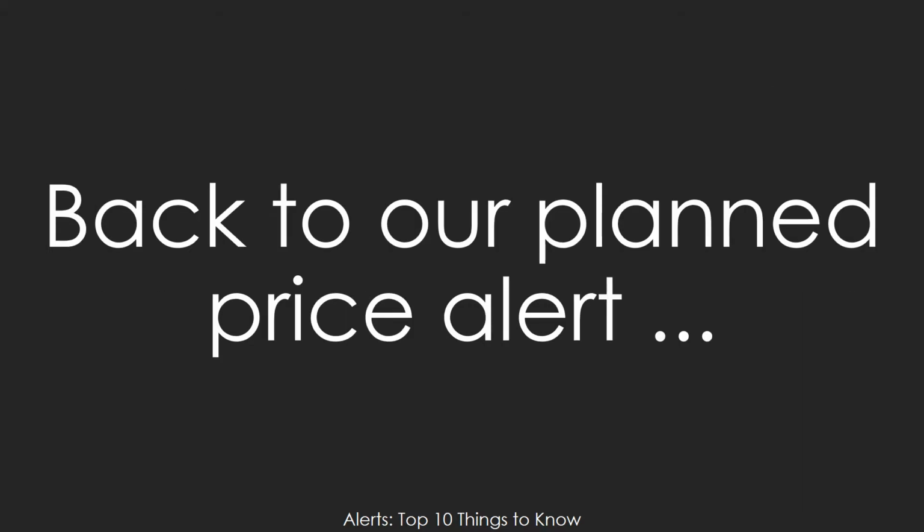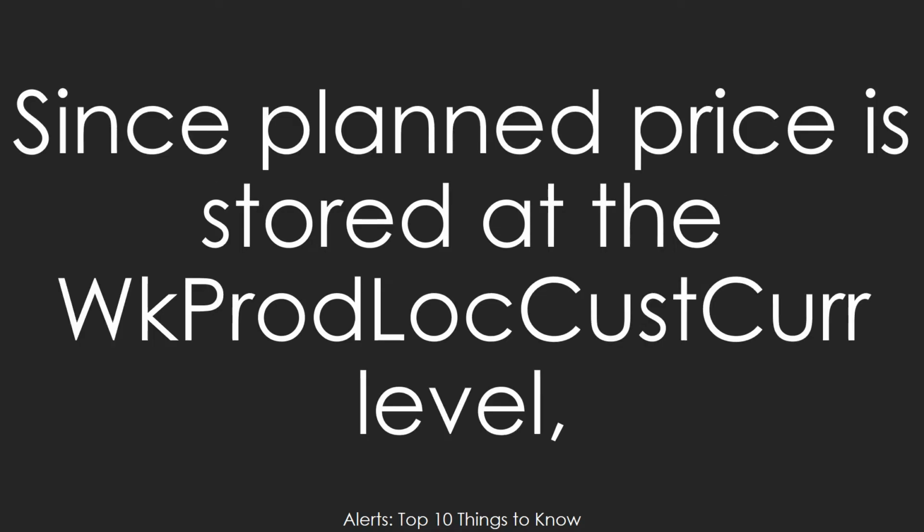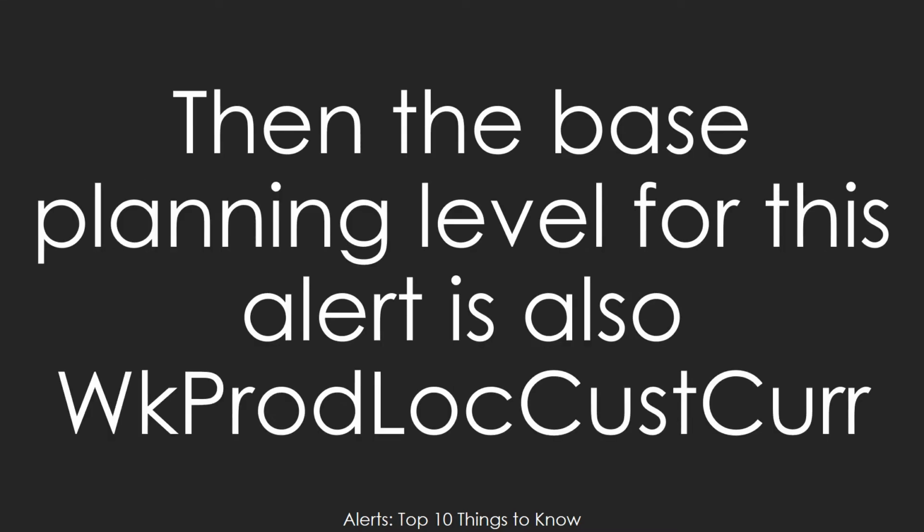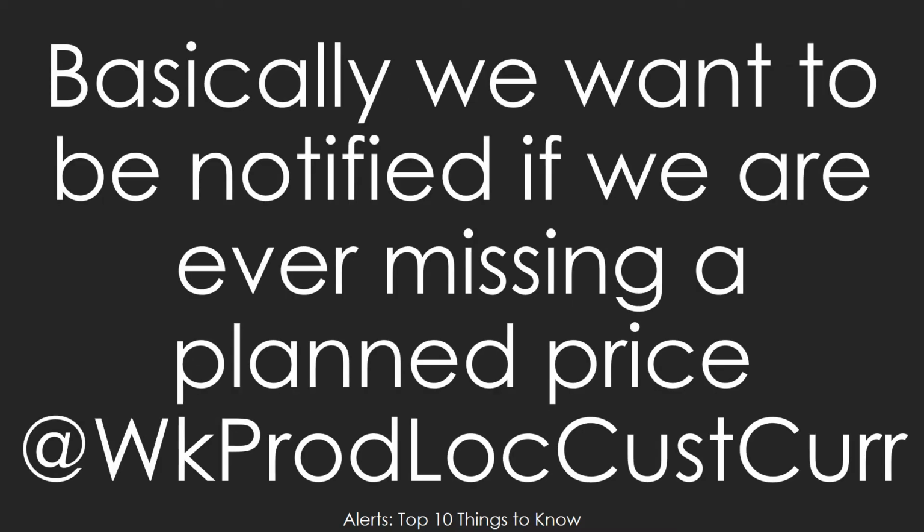Back to our planned price alert. Since planned price is stored at the week, product, location, customer, currency level, and all revenue calculations are at that level, then the base planning level for this alert is also week, product, location, customer, currency. Basically, we want to be notified if we are ever missing a planned price at week, product, location, customer, currency.